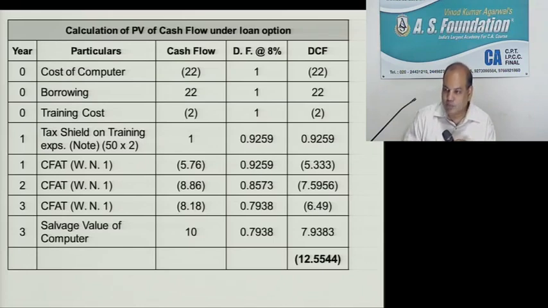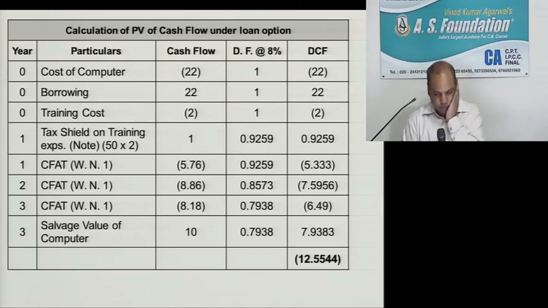Okay. Compare the two answers. Which is lower? First answer is lower. So decision, write down: the company should acquire the computer on lease. The company should acquire the computer on lease.